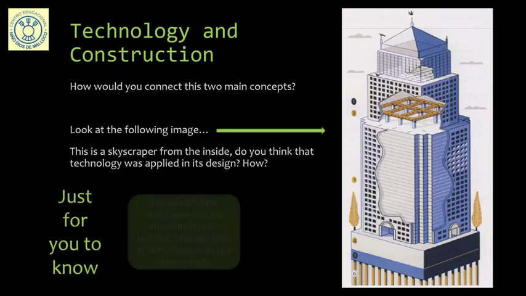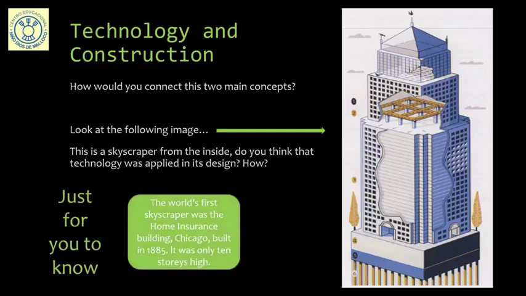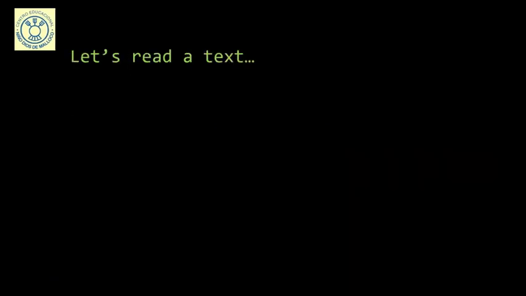Just for you to know, the world's first skyscraper was the Home Insurance Building in Chicago, built in 1885, and it was only 10 stories high. Of course, now we can see skyscrapers even higher than that. Let's read a text called Skyscraper Construction.